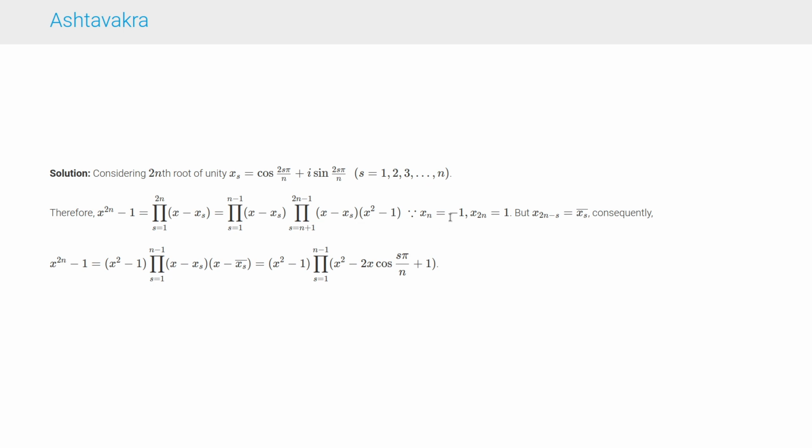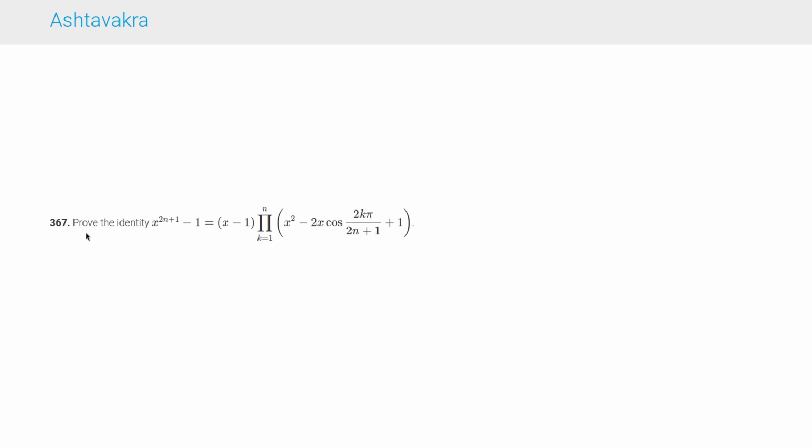Because xn is equal to minus 1, x2n is equal to 1. But x 2n minus s is equal to xs bar. And therefore we can write that x to the power 2n minus 1 is equal to x square minus 1 product from s is equal to 1 to n minus 1 of x minus xs into x minus xs bar, which is equal to x square minus 1 product from s is equal to 1 to n minus 1 of x square minus 2x cos s pi by n plus 1.